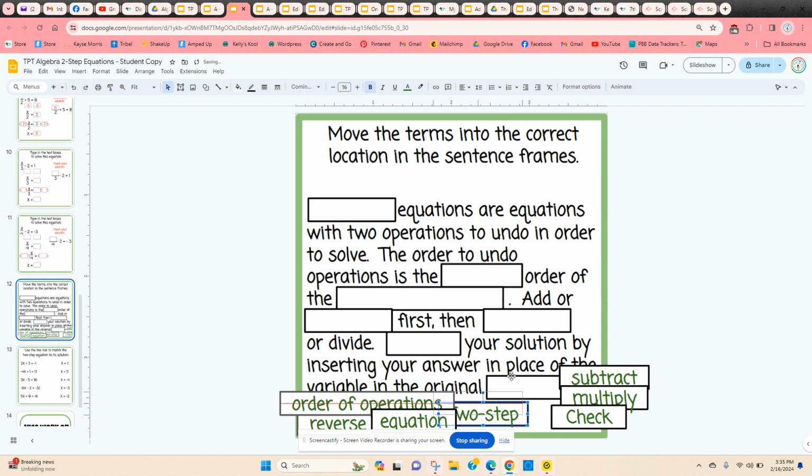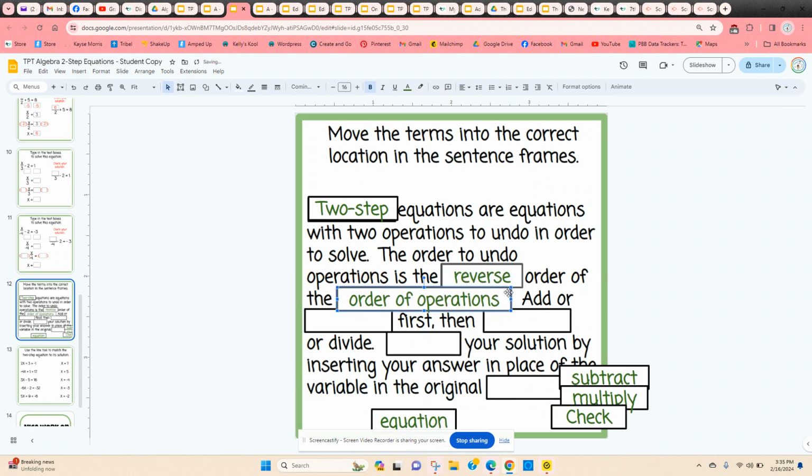There we go. Two-step equations are equations with two operations, and they just click and hold on the edge, and then they can put these into the correct place. The order to undo operations is the opposite or reverse order of operations. And so on. So they're going to place each one of these words in the correct place in the sentence frames.